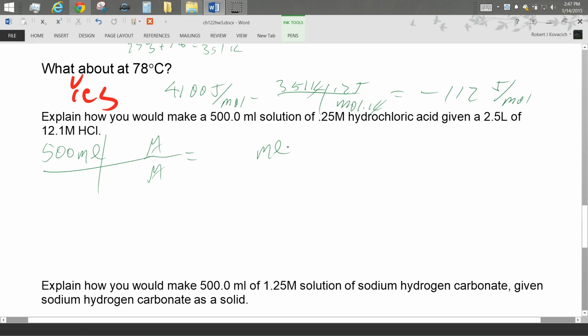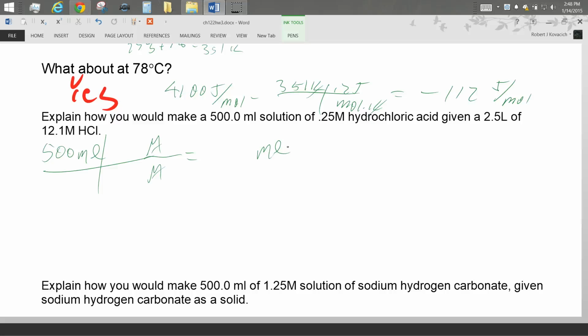So is the number that I need going to be bigger or smaller than 500? It's got to be smaller. My end volume is 500. We're asking how much of the concentrated stuff do I need to put in this 500 milliliter container so I can fill the rest of it up with water. So I need a number significantly smaller than 500 milliliters.